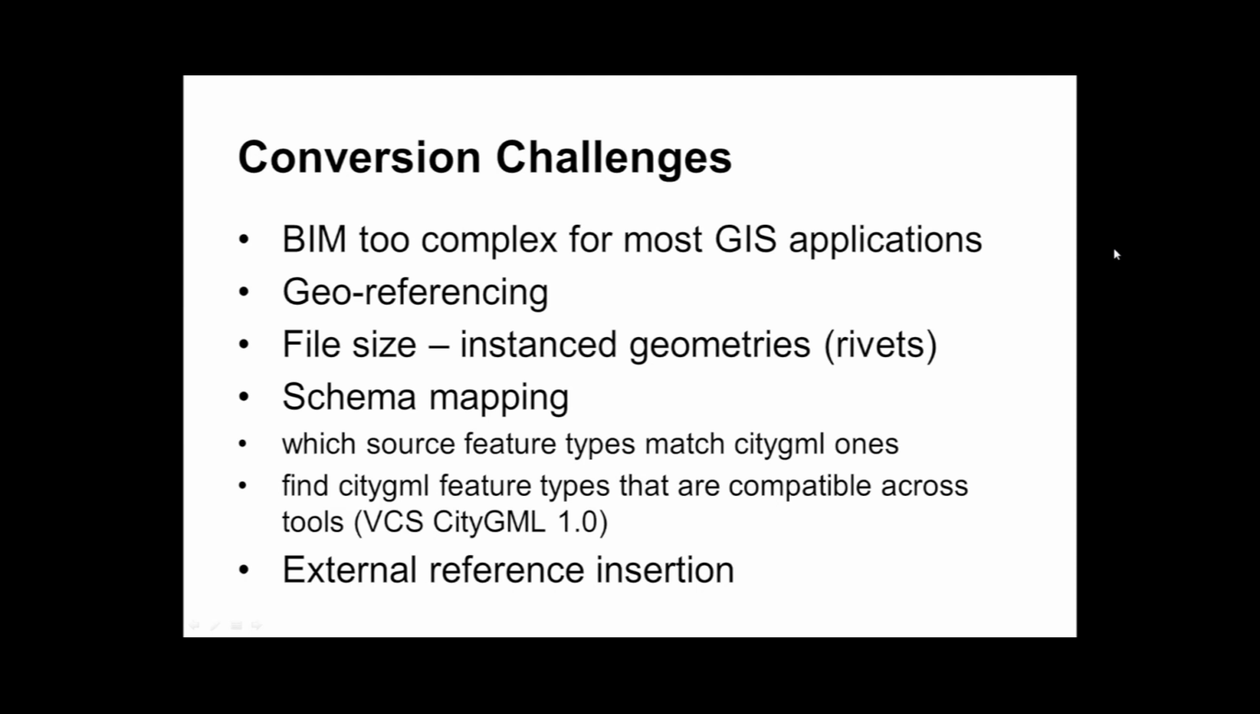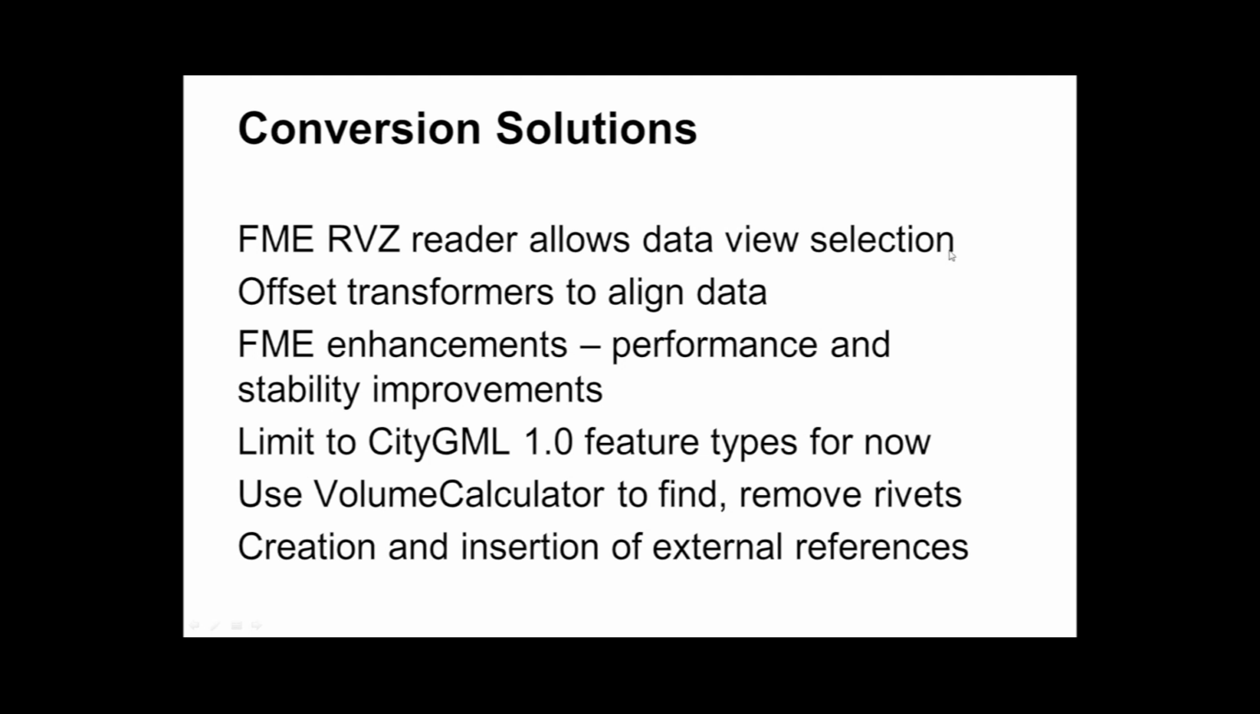File size was a pretty big challenge. 1.2 or 3 gigs, CityGML is not that easy to work with. So working with instance geometries is important, and in this case, removing the rivets. I've already talked about schema mapping, but in this case, we had to figure out which themes were compatible with Virtual City Systems tools, which is based on CityGML 1. And then the key thing here is also how to insert the URI references, which was done with those attribute creators.